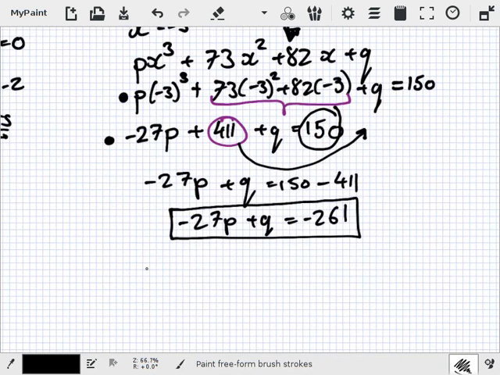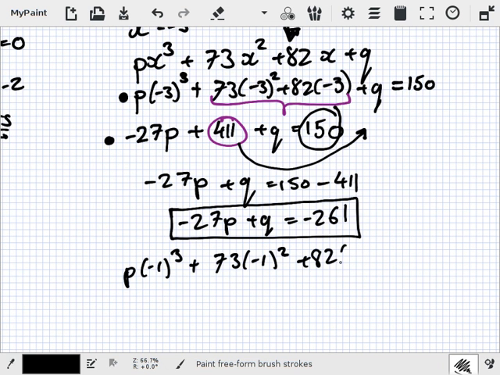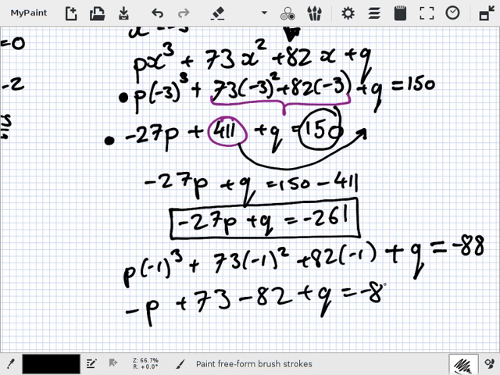So let's see what we get there. That's p times minus 1 cubed plus 73 times minus 1 squared plus 82 times minus 1 plus q. And Ray, what should this equal now when I put in the minus 1? Negative 88. Very good, minus 88. So what do I do next? You calculate. I calculate, yeah. So that'll be minus p plus 73 minus 82 plus q equals minus 88.